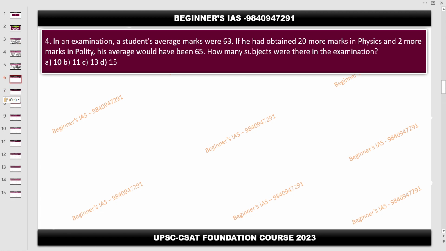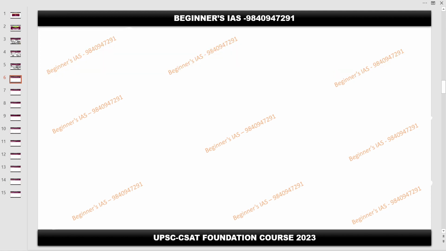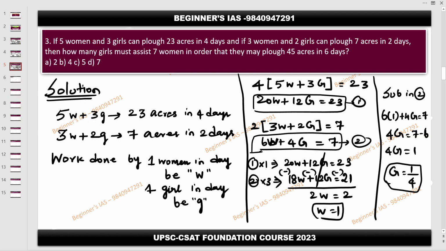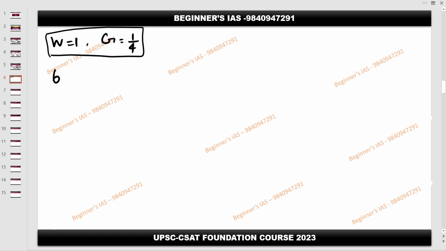So now let us see the continuation here. After finding W equal to 1 and G equal to 1 by 4, we need to check the question: how many girls? Take X as the number of girls to assist 7 women in order to plough 45 acres in 6 days. Use the simple logic: how many days working? 6 days. How many women working? 7 women. How many girls? That you don't know.